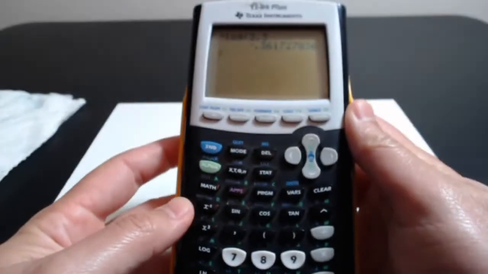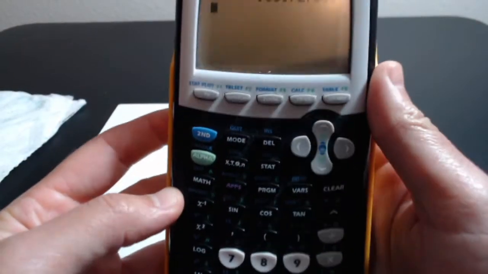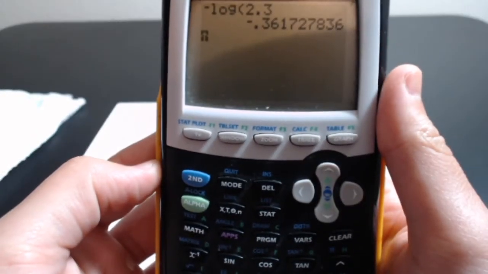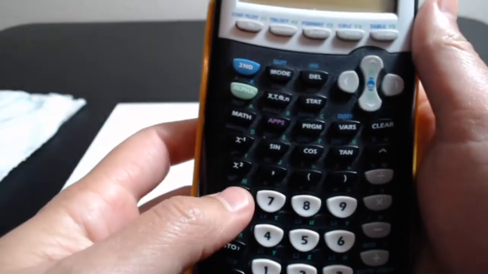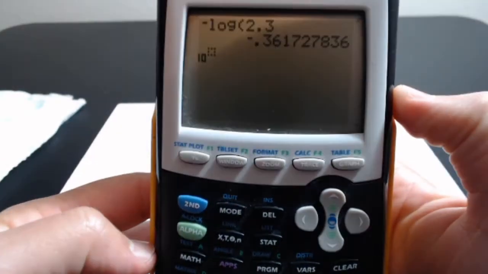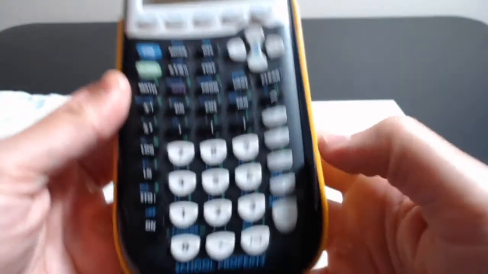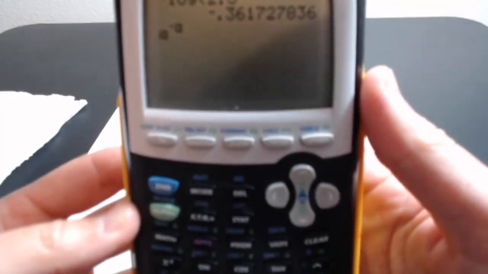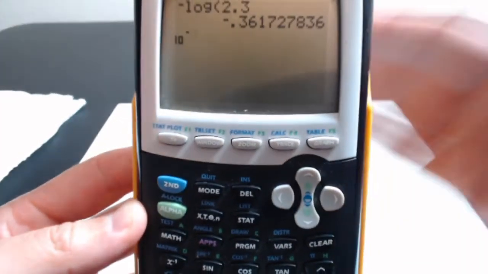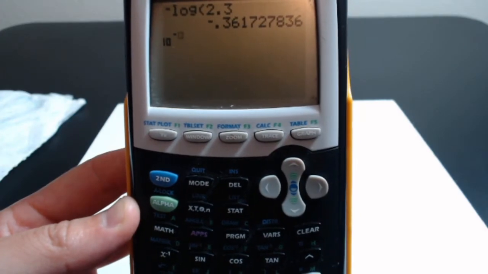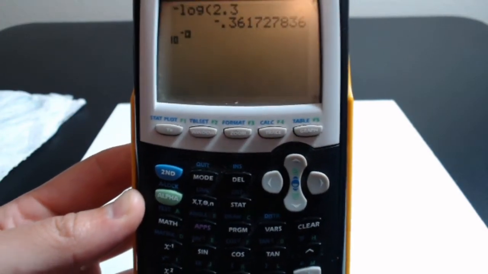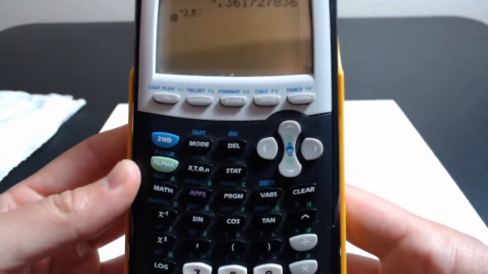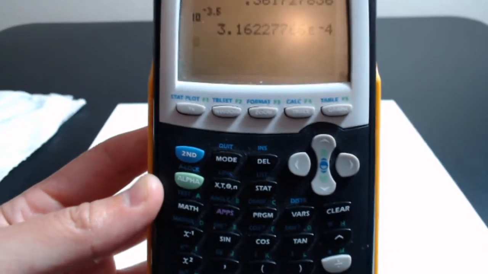Alright, so second, the little up arrow blinking, log. So we got 10 to something. This is the important part to not forget, negative. So 10 to the negative, and it was 3.5, right? Let me double check. Yeah, 3.5 is our pH value. 10 to the negative 3.5, and enter.